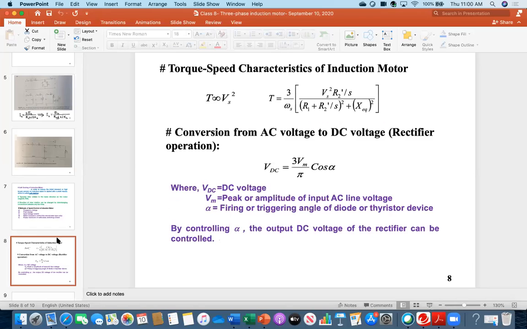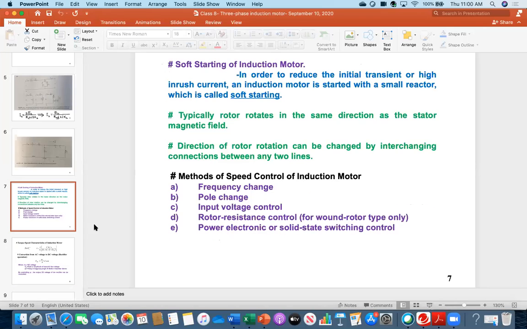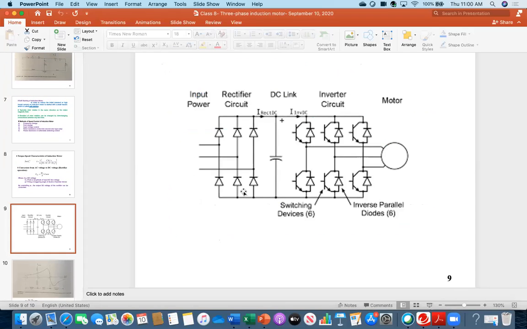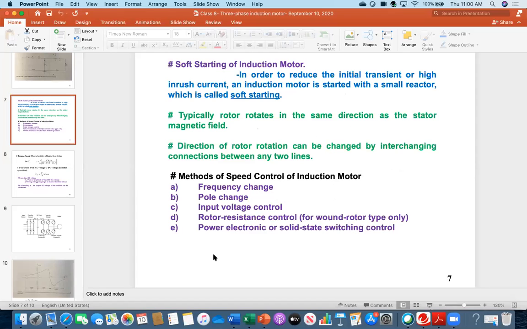So when it is power electronics based control, I have a circuit for you, this will be that picture. You see, this is the three-phase motor, and this is the stator, just a stator. You want to apply voltage, but you see, here are the three lines, L1, L2, L3. It is not direct. With the help of this arrangement, this is called power electronic or solid state switching control.